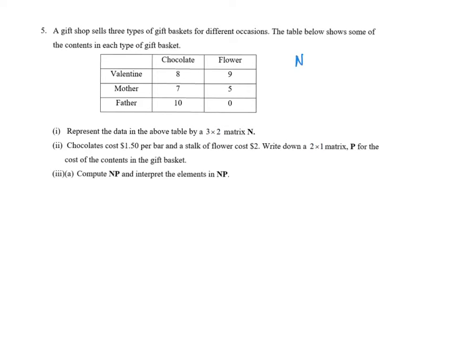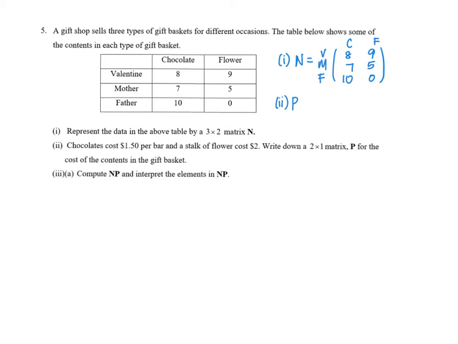So it's quite clear that N will be 3 rows, Valentine's, Mother's Day, Father's Day, and 2 columns, chocolate and flour. So this shall be the first part of the answer. Then now they tell us that part 2, chocolate costs $1.50 per bar and a stock of flour costs $2 each. Write down a 2 by 1 matrix P for the contents.